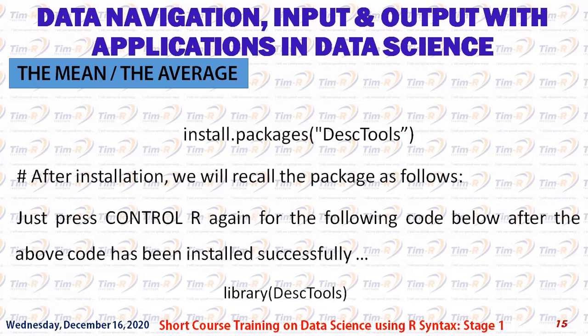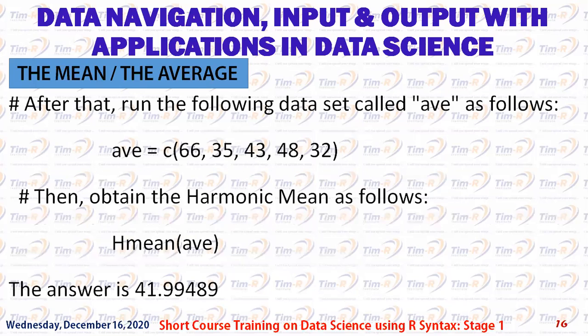When the download is complete, after installation, you will now call the package with the library function. Press Ctrl R again for the following code after the package has been installed successfully on your computer. The next thing is that you type library, open and close bracket, the package name, and run it. It must run, and after it runs, you go back to your age.